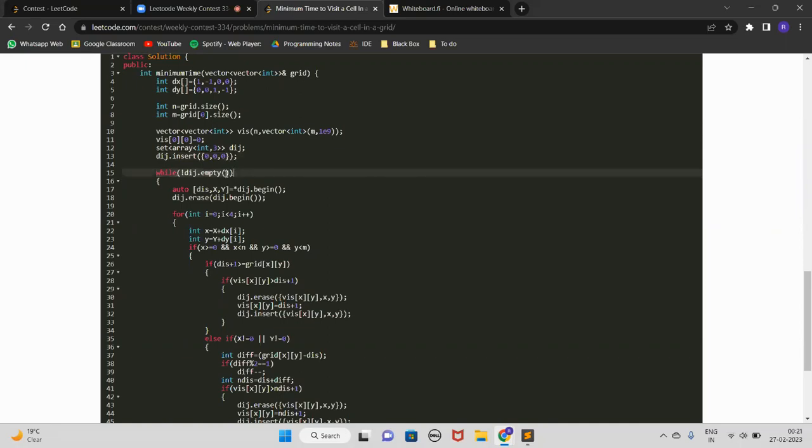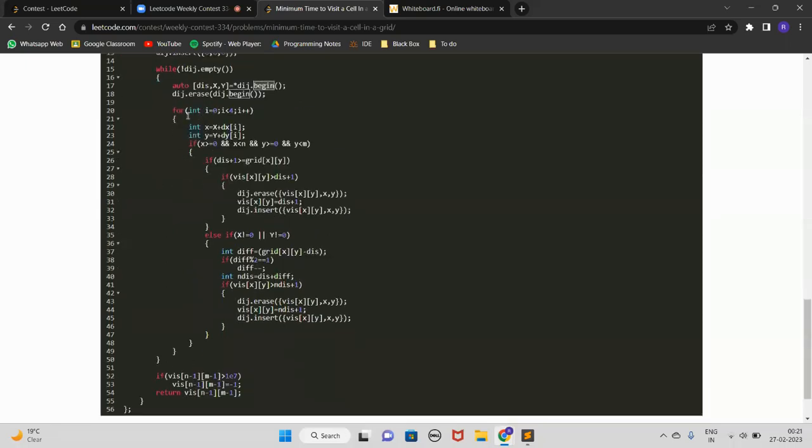While Dijkstra is not empty, meaning that the size of Dijkstra's is more than 0, there is one cell which we haven't considered. We'll be doing auto: I am finding out the smallest distance and the cell from the Dijkstra at the beginning. Next, what I'm doing is Dijkstra's implementation only. You can understand it by referring to some Dijkstra's tutorial.